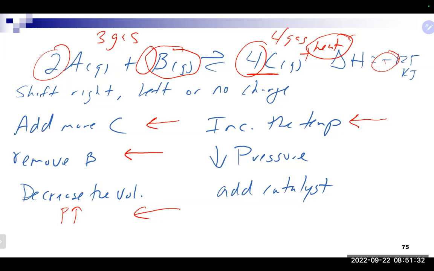Volume gets larger, right? So then I need less or more gas molecules in that larger volume? More. In this case, it would then shift to the right. That's good. And in this case, if I add a catalyst, it will be no change. Any questions on any of that there? All right.